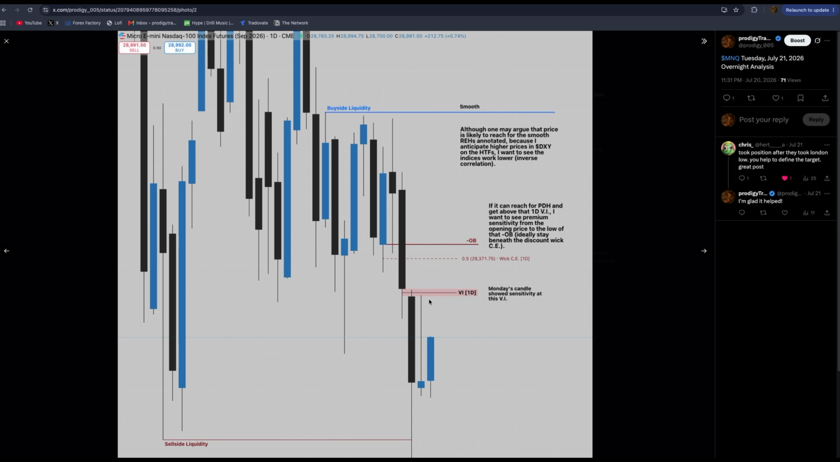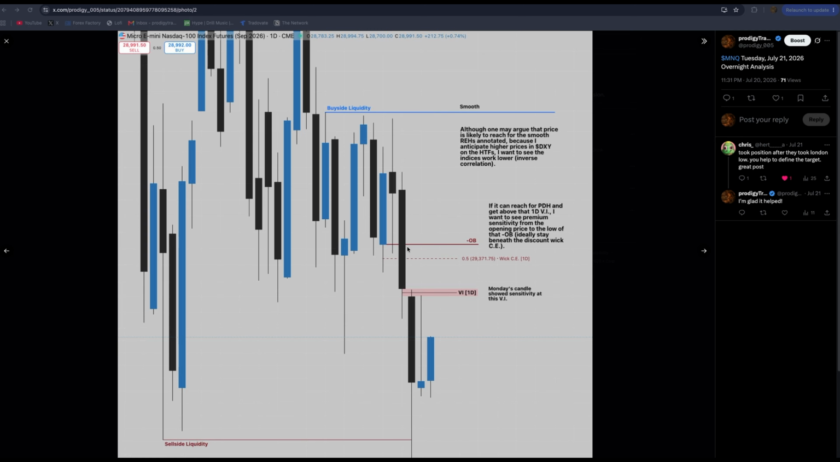And I stated that if it could get above the previous day's high, I wanted to see premium sensitivity from the opening price to the low of this daily bearish order block, because on a bearish order block, the most sensitive portion is from the opening price to the low. That's how ICT teaches it. So I expected to see some sensitivity in this range here if it could reach this level.